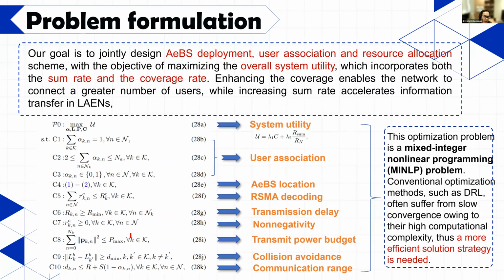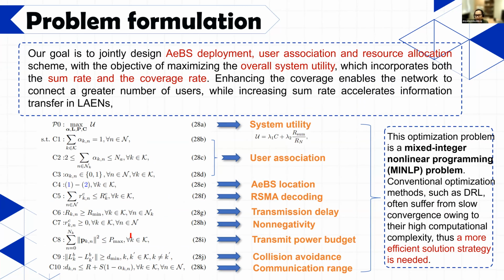So our goal here is to jointly design the deployment, user association, and resource allocation scheme with the objective of maximizing the overall system utility. So in order to do this, we incorporate both the sum rate and the coverage rate.